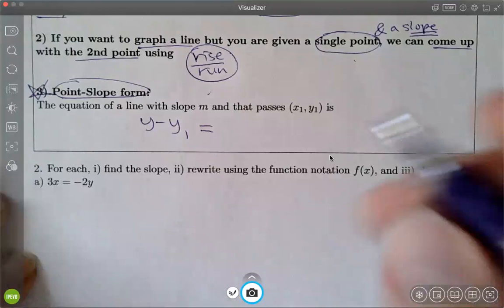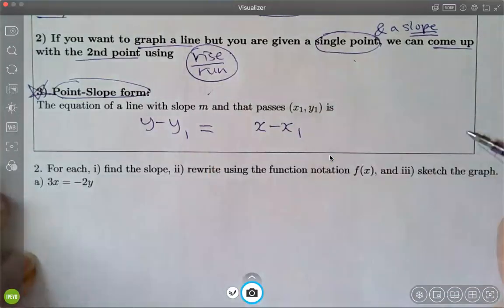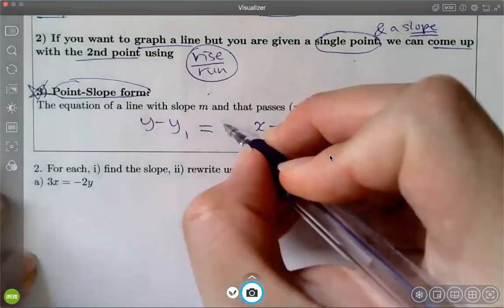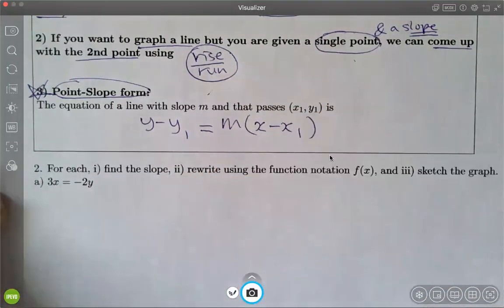Now, where does m have to go? There has to be m in front of the x. In front of everything, yes. Okay, so in front of x minus x1.